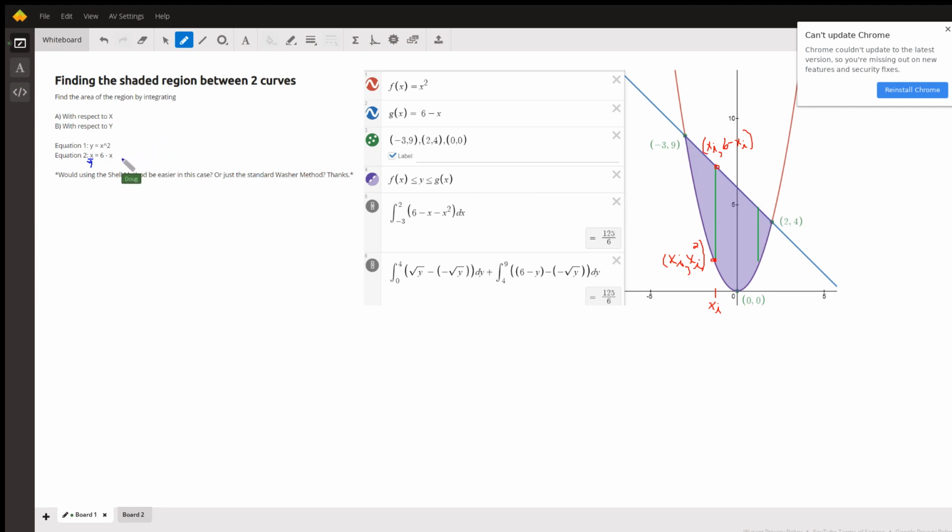So you'd have to say, well, x squared equals 6 minus x and solve that equation to find the x coordinates of the points of intersection and then find the y coordinates. Okay, I'll leave that to you.